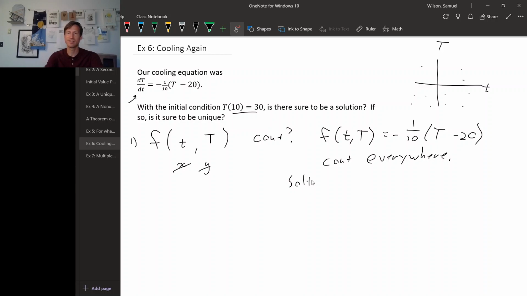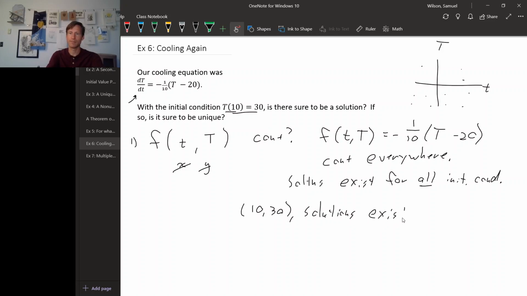So solutions exist for all initial conditions. I'm going to abbreviate initial conditions. In particular, for our initial condition 10, 30, solutions exist. Notice that I said solutions and not just solution, because we haven't checked yet if there's actually a unique solution. We're going to do that next.